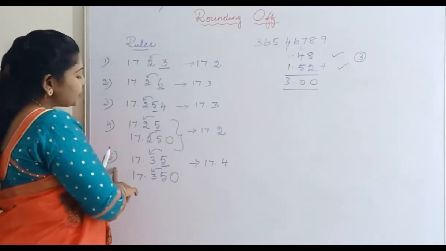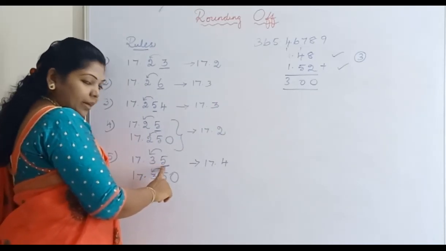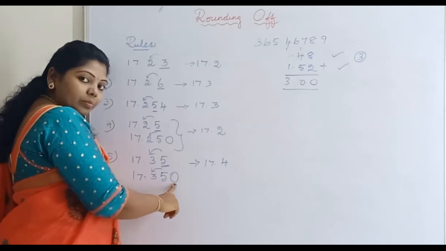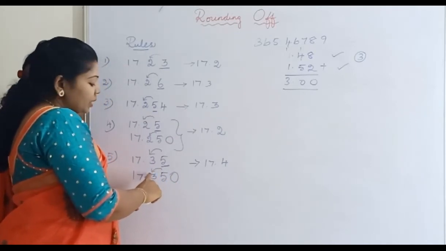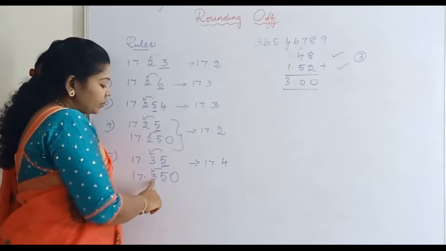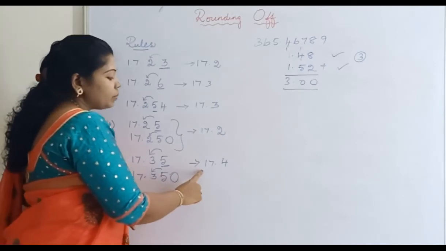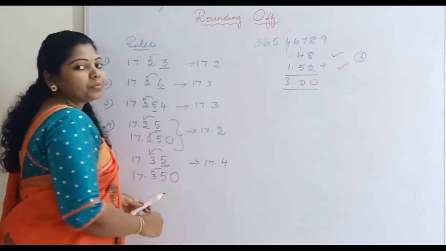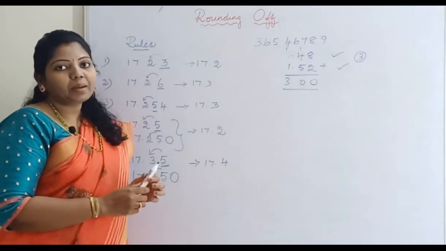The fifth rule is, if the digit to be dropped is 5 or 5 followed by 0, we have to see the preceding digit. If the preceding digit is an odd number, then add 1 to this preceding digit. So you'll be getting 17.4. So these are the 5 rules for rounding off the numbers.